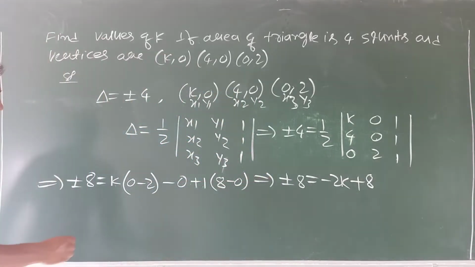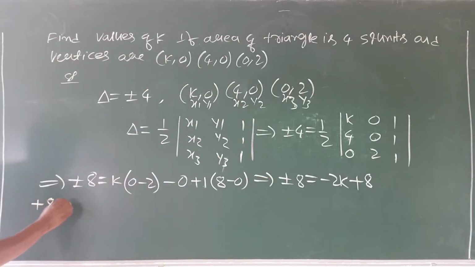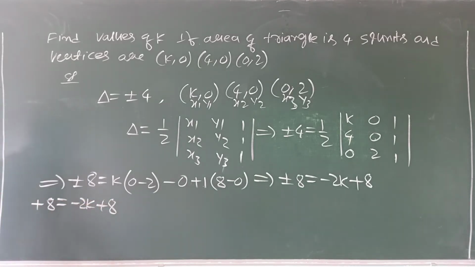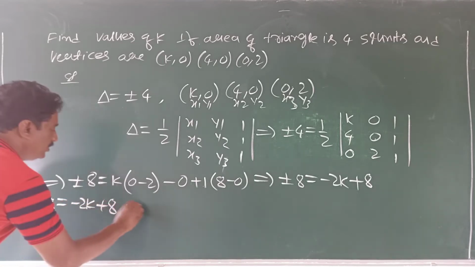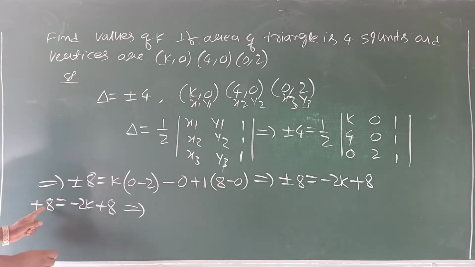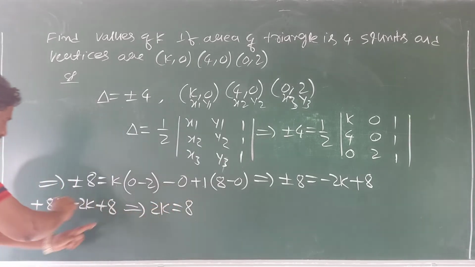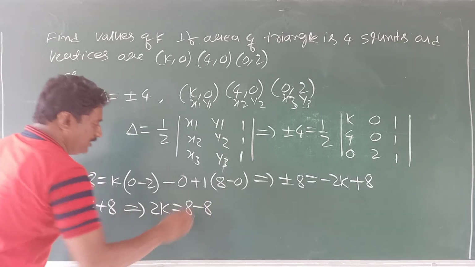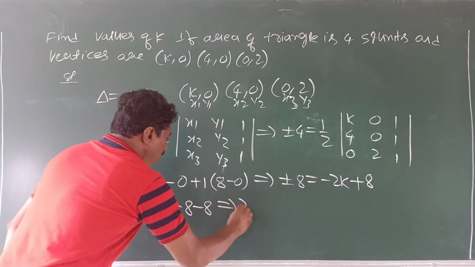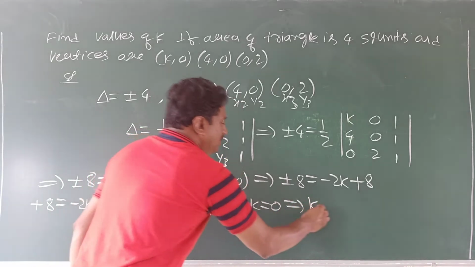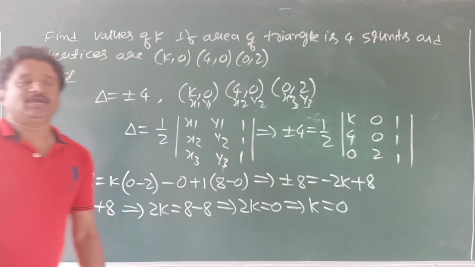Let us take the plus equation. Plus 8 is equal to minus 2k plus 8. k is required. Keep that k term on one side and send the remaining to the other side. Listen to me. Bring that minus 2k to this side. If I bring this minus 2k to this side, it is plus 2k. Send this 8 to the right side. 8 minus 8 is 0. 2k equals 0. That implies k equals 0 by 2, which is 0. We got one of the k values.